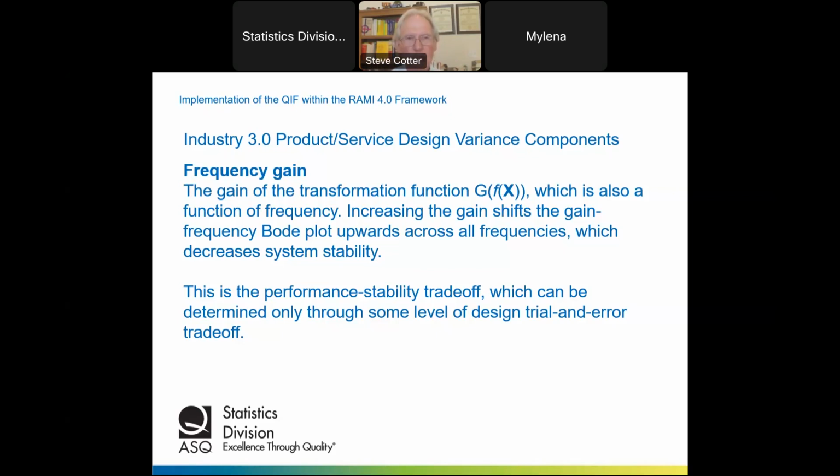The decrease in system stability. So here we get on to the design of controlled systems, another trade-off. This is the performance-stability trade-off, which can be determined only through some level of control system design, trial and error, to differentiate it from the control or design of product y equals f of x characteristics.